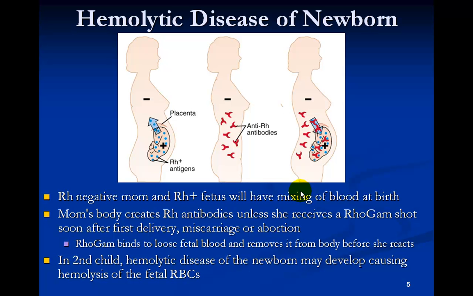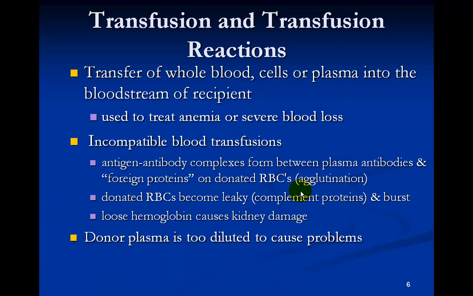What RhoGAM does is it binds to loose fetal blood material and removes it from the body before the mother starts making antibodies. In the second child, if you don't remove those antibodies, hemolytic disease of the newborn may develop, causing hemolysis of fetal red blood cells and either miscarriage or severe other problems.